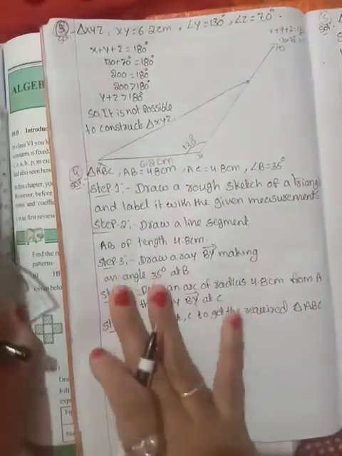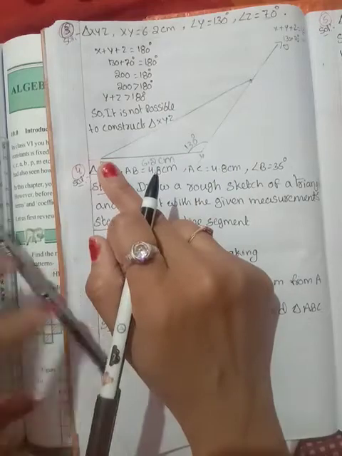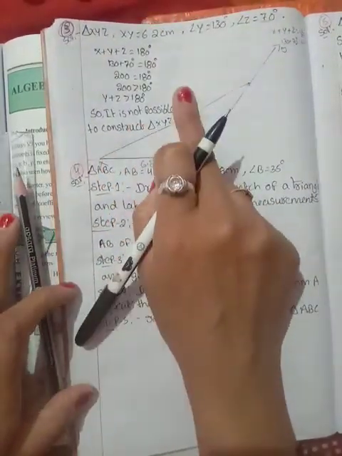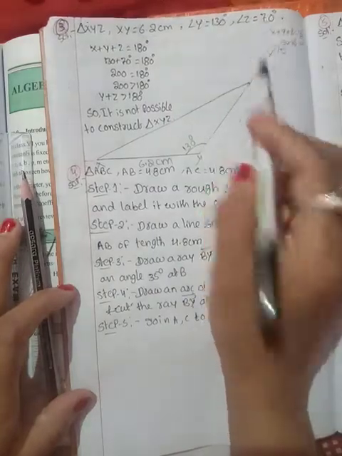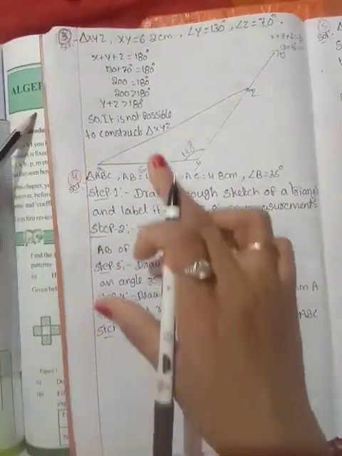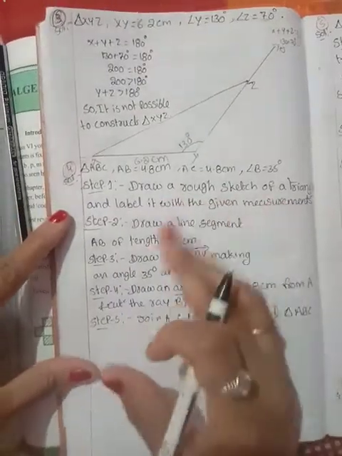Next, understand this one: with the X angle you could draw the other easily, but the Z angle is not possible. Already the sum of the two angles is greater than 180, so it is not possible. That's over. Next is the fourth problem.